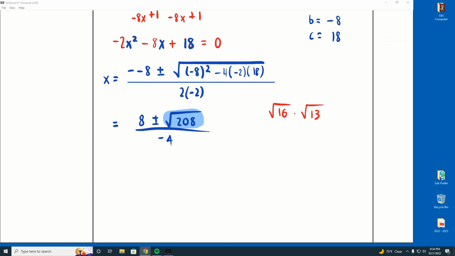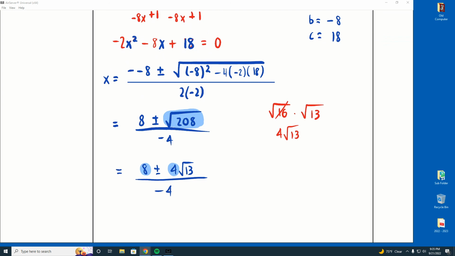So how does 16 get to come out of there? It gets to come out as a whole number 4. So here's what we have right this second. Ready? We've got 8 plus or minus 4 square root of 13 over negative 4. Now I want you guys to notice something. Isn't this a real number and this is a real number? It's just attached to a radical.